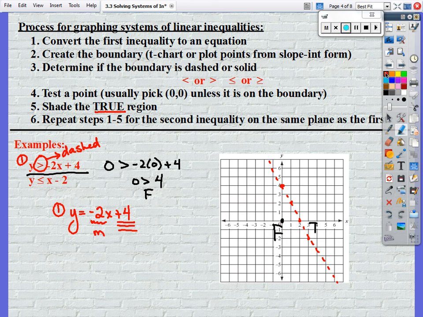So I'm going to go ahead and shade the true region. Let's go red in this case. Okay, so there we go. And that's usually where we end up with just a single inequality. But now we're going to go ahead and do a second inequality on top of that one.